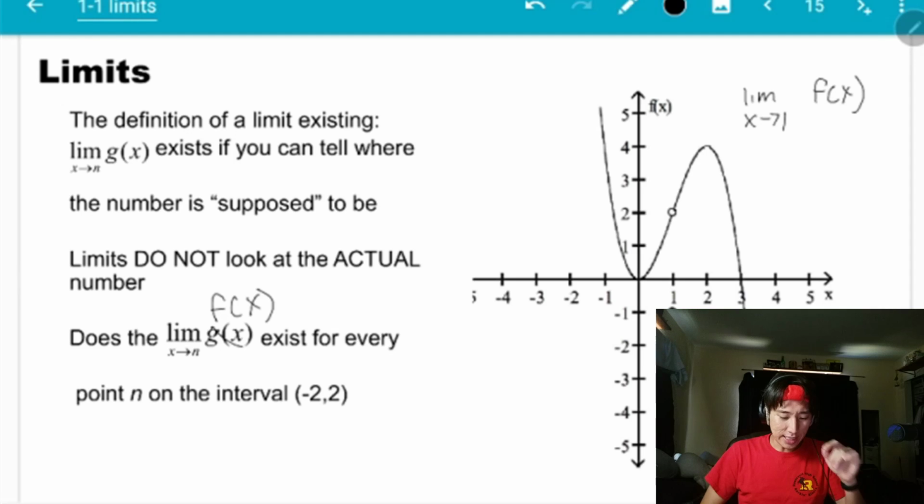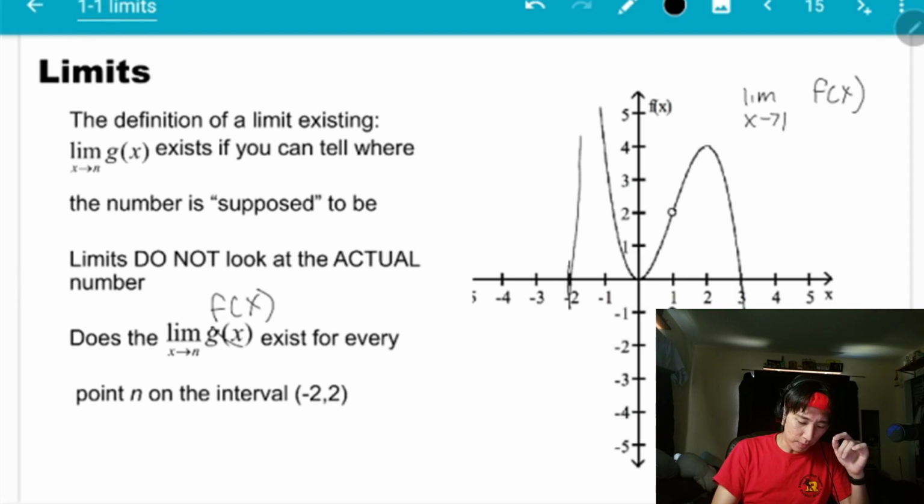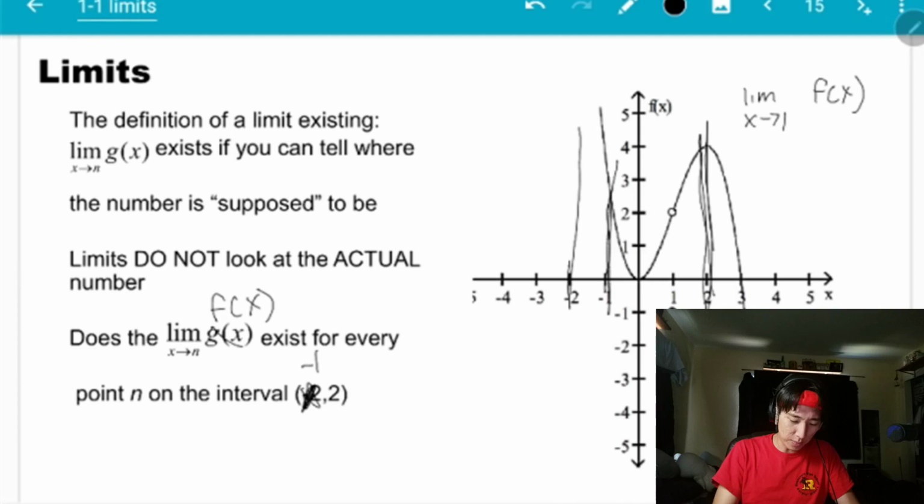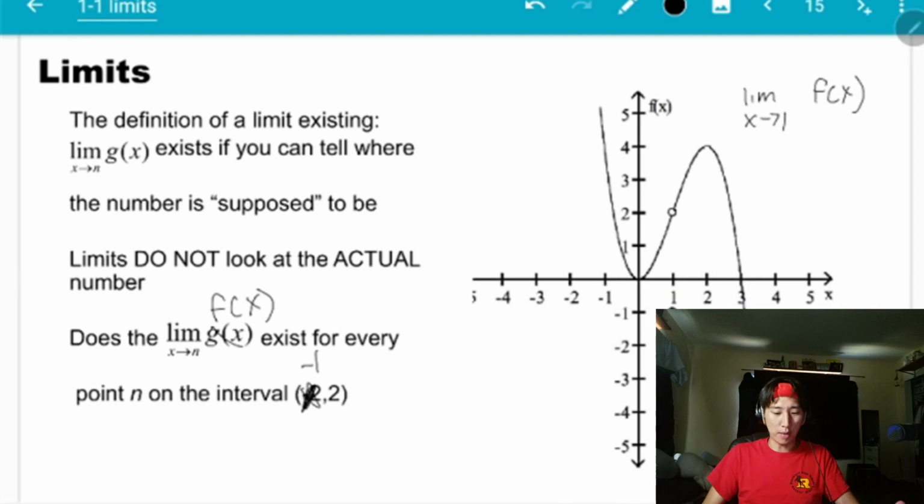Does this limit exist for every point on the interval from -1 to 2? Sorry, I should have checked this. This is -1, yeah. From here to here, from -1 to 2, does the limit exist at every point? Sorry, my bad. I just didn't proofread this.